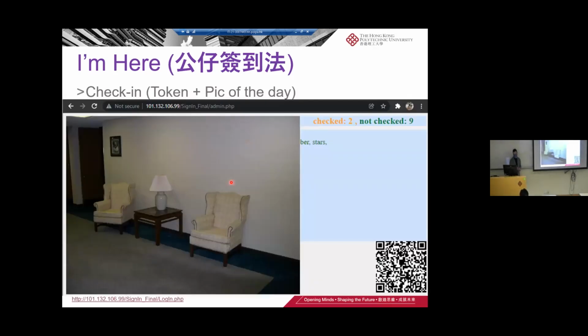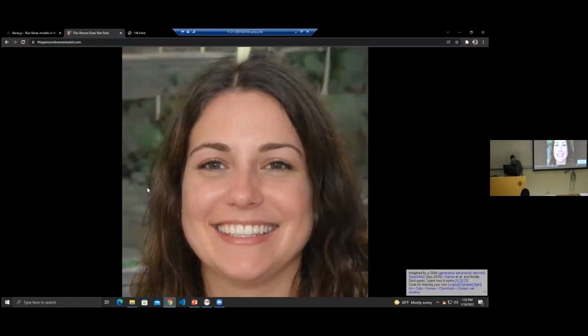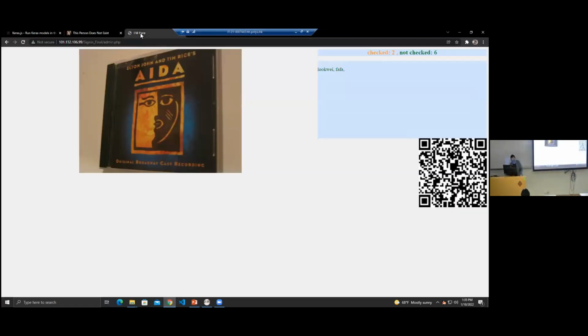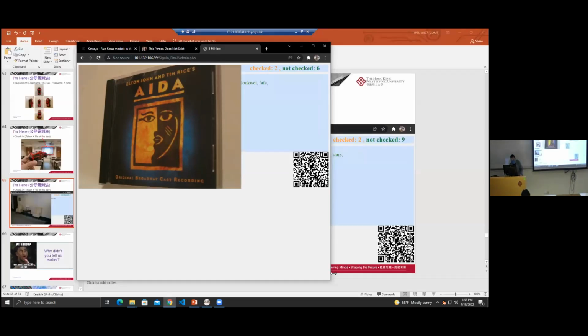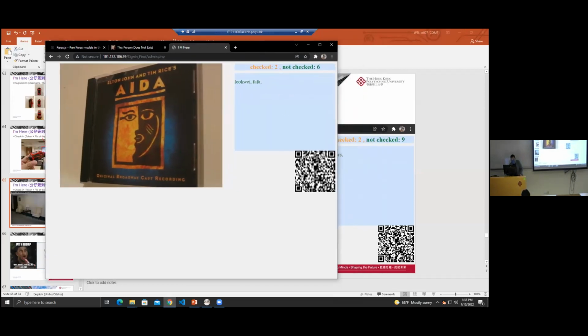Here, after registration, you can take the attendance check. This is a picture of the day. I will show that image. After we have the data, we will run a lot of images there. Currently, it's very ugly, and we will work on that part later.